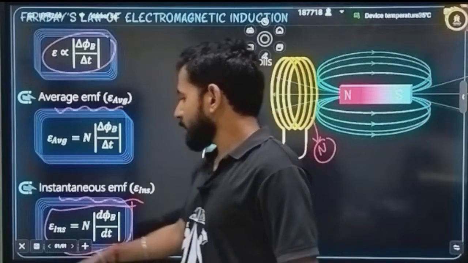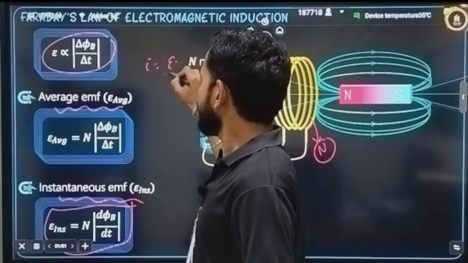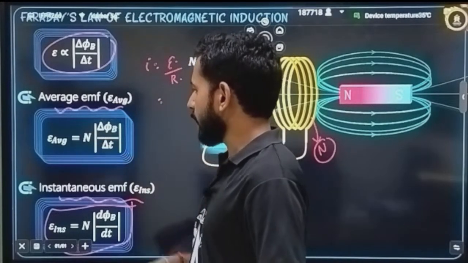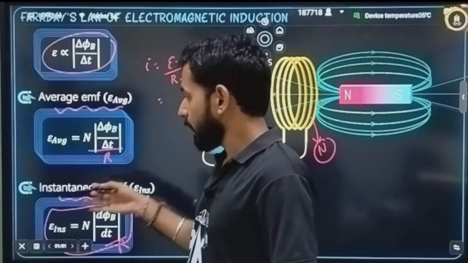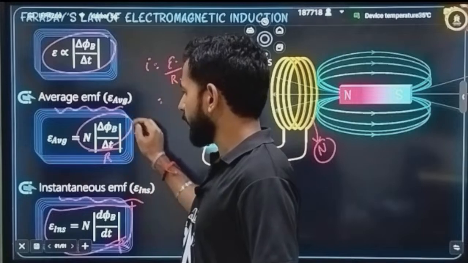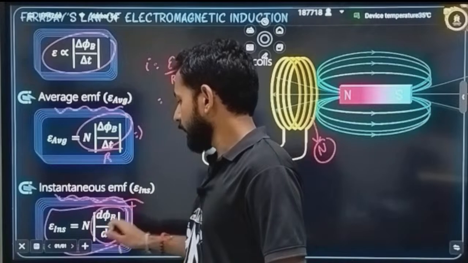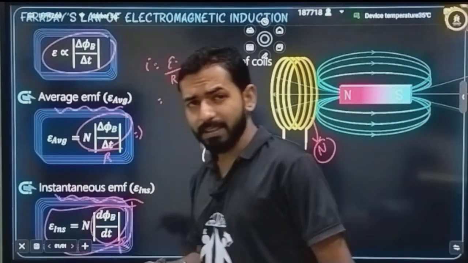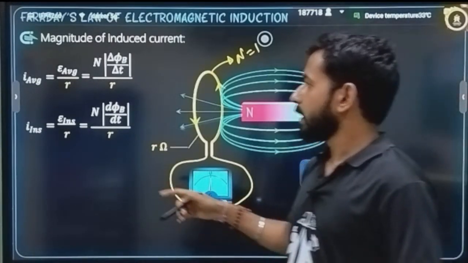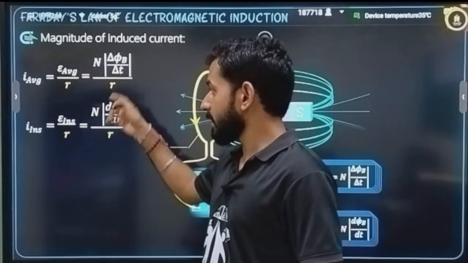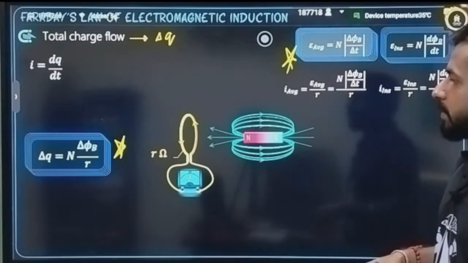Correct? If I ask you about current, how will you write current? Current will simply be written as EMF divided by R. Whatever EMF you have, just divide by R. If I ask you the average current, it will be written as n delta phi by delta t divided by R. If I ask you the instantaneous current, it will be n into d phi by dt divided by the resistance. Exactly the same thing, just divide by resistance and you will have your results. Clear? These are some basic things.